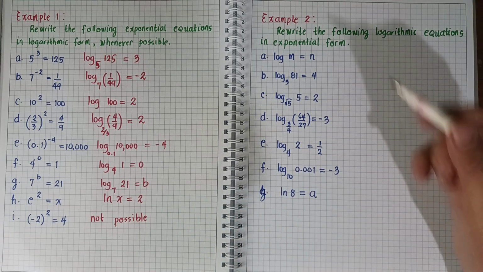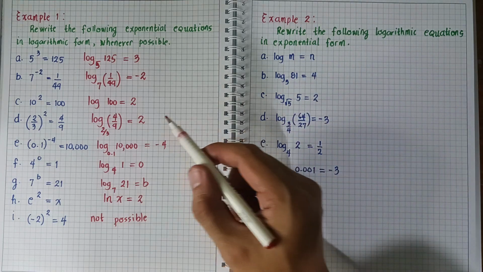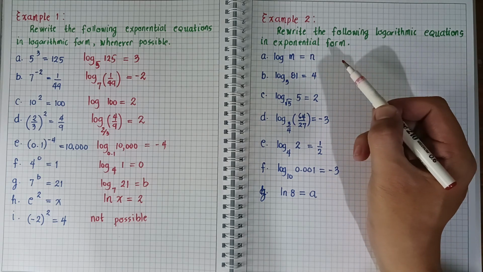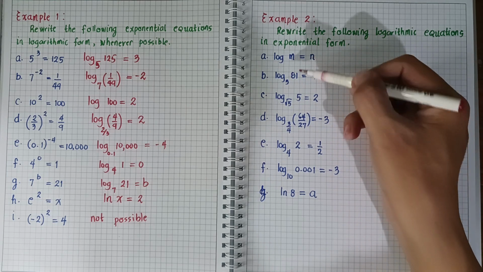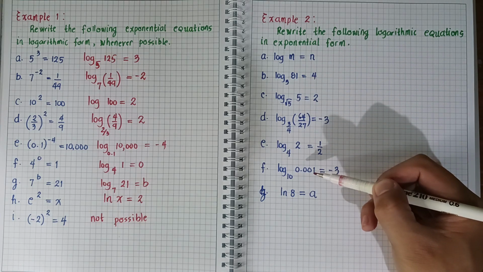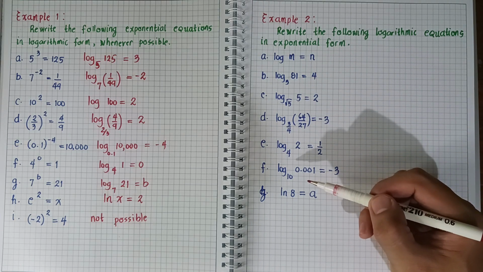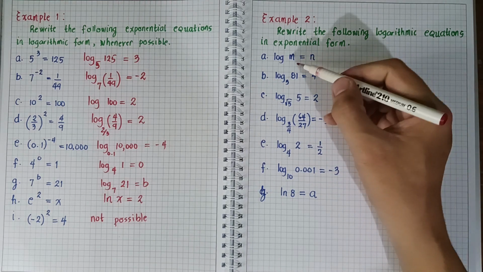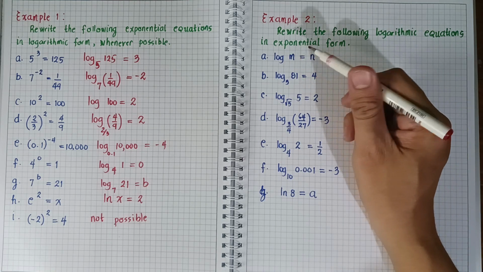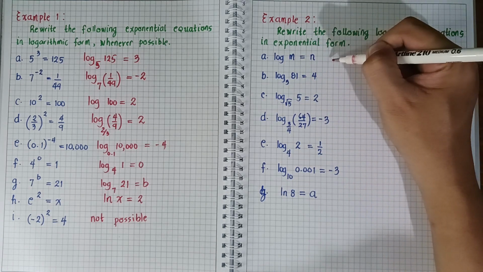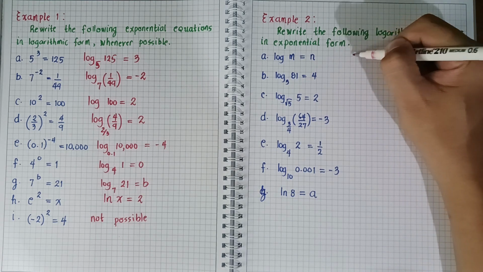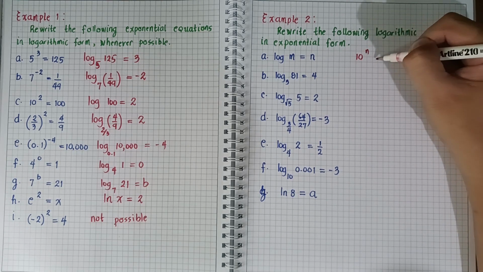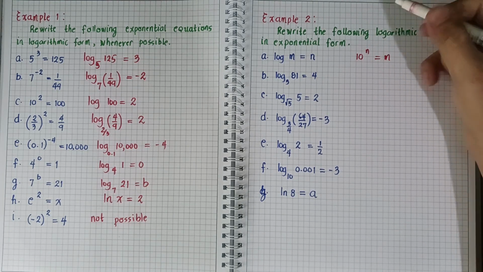Now, example number 2. So, this is opposite sa example number 1. Write the following logarithmic equations in exponential form. So, guys, dito kung mapapansin natin, given naman yung mga logarithmic equations natin. So, ang goal natin dito ay i-express natin in exponential form. Okay? So, for letter A, logarithm of m to the base n equals n. So, this is actually equal to 10 raised to n equals m. Okay, very good.